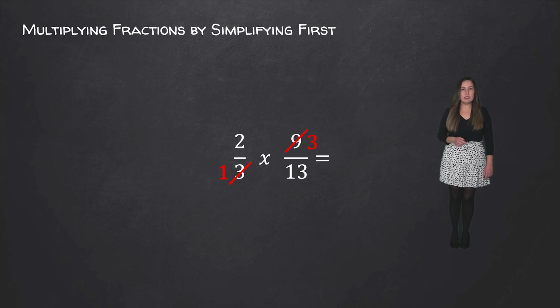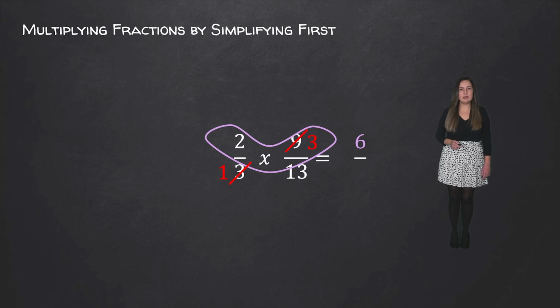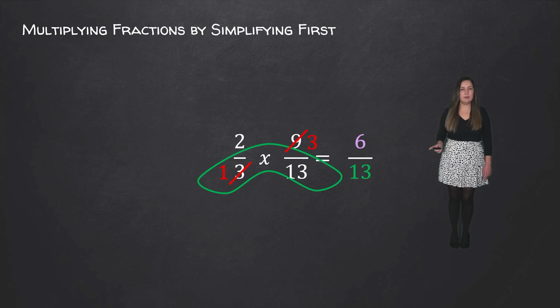And now we're going to multiply 2 times our new numerator, which is 3. 2 times 3 is equal to 6. And then we're going to multiply our denominators. 1 times 13 is equal to 13. And here, we'll get the most simplified answer. So 2 over 3 times 9 over 13 is equal to 6 over 13.